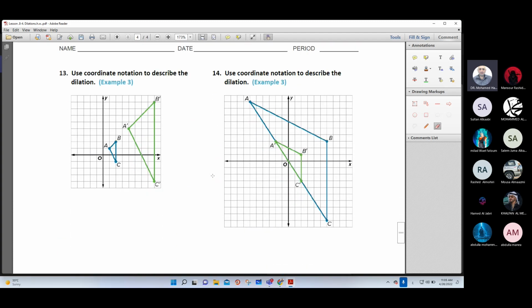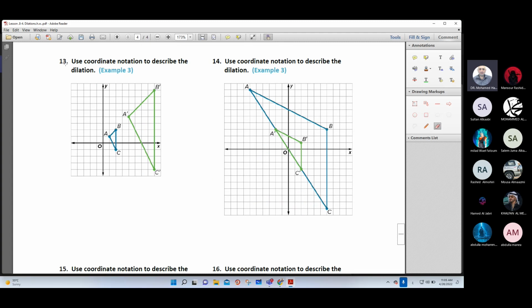Now, number 13. Use coordinate notation to describe the dilation. I want all of you to read the question again, then tell me please, what is the type of this dilation? Is it enlargement or reducing, and what is the rule here, and what is the scale factor? Start please.